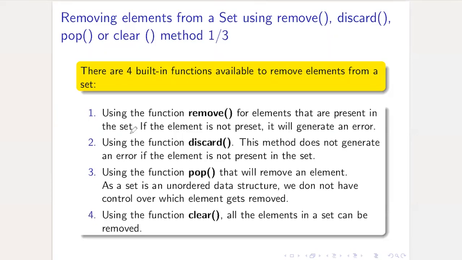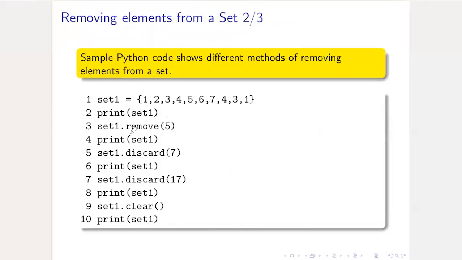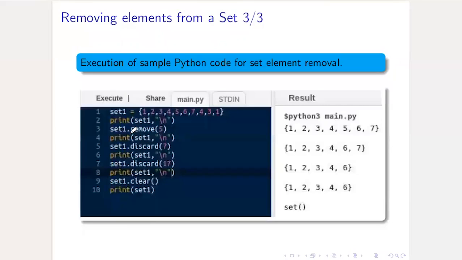And the fourth way of removing elements is to use the function clear. Now clear will empty out the set. It will remove all the elements that are in the set. Essentially you ultimately end up with an empty set. So I have sample code here to show what happens. You should run the code and see.